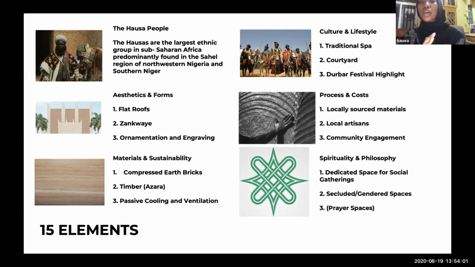For my museum or cultural highlight, I wanted to highlight the Durbar Festival, which is a festival that happens twice a year in most northern states in Nigeria, during the Eid celebrations. They highlight these very colorful and decorated horsemen and the emirs of the various emirates or kingdoms throughout the Hausa land, and they come sort of like a parade, and they parade through the city basically.